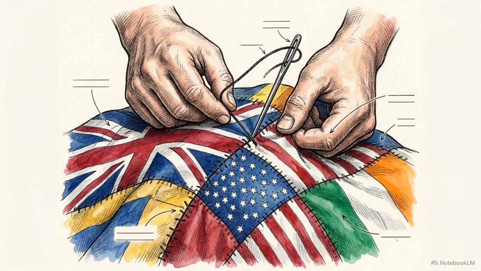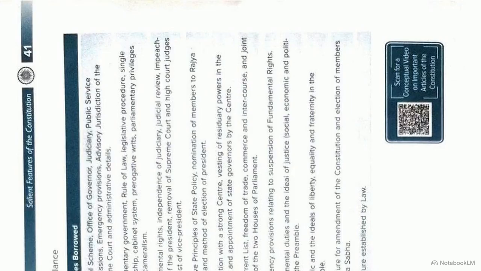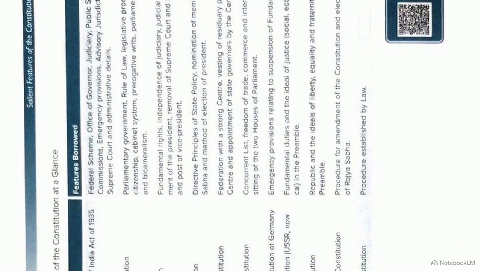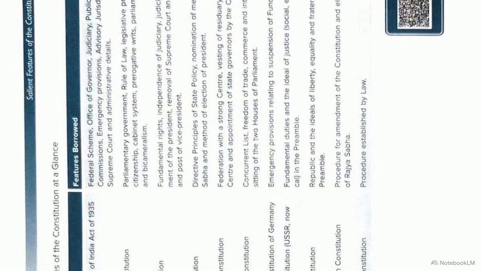This reliance on existing frameworks led to the fierce criticism that the drafters lacked originality, effectively ransacking the legal structures of the known world. The structural borrowing is documented in Table 4.4. Parliamentary government was pulled from Britain. Fundamental rights were extracted from the U.S., and directive principles from Ireland. This was a calculated strategy. The drafters imported systems that had already survived real-world stress tests.